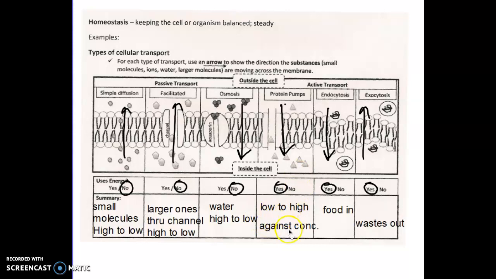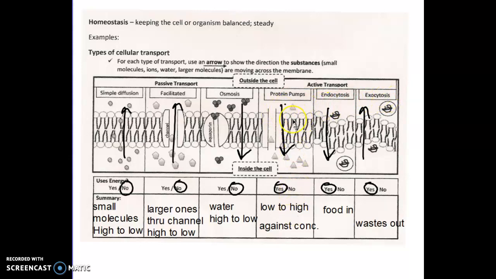Okay, so from low to high against the concentration gradient, so therefore it does require energy. Just think about like if you're trying to swim upstream or you're trying to swim against the current in a lazy river. It requires energy on your part. And these two are pretty easy, endo and exo, in a cell, out of a cell. These require energy because the food particles or the waste products are so large that it requires energy to get rid of them. So 3 examples of active transport are protein pumps, endocytosis, exocytosis.